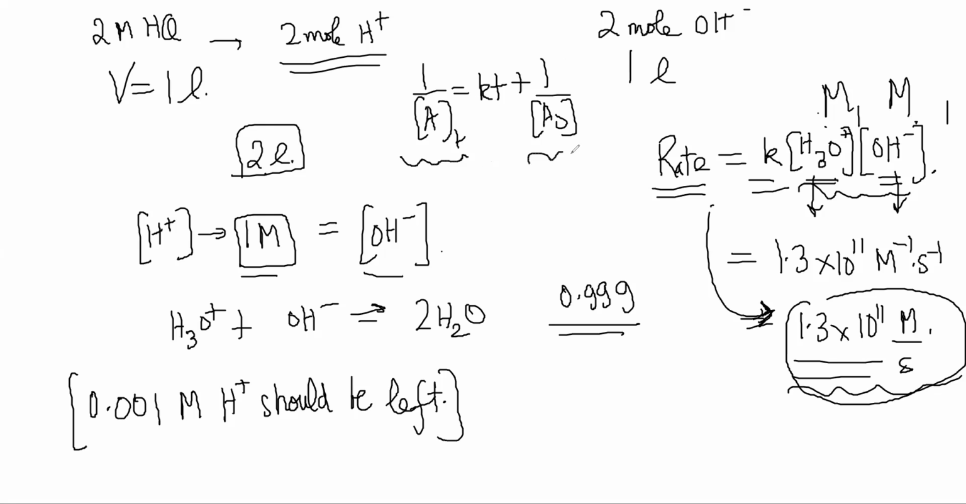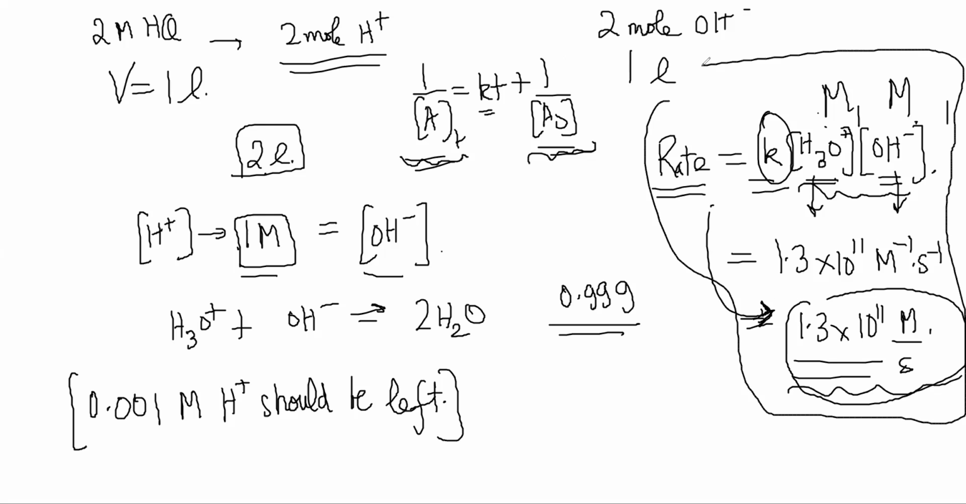Final concentration, you know, initial concentration, you know, right? Initial concentration was 1 molar, final concentration is 0.001. And k is known. Don't do what we were doing earlier, because that is wrong.